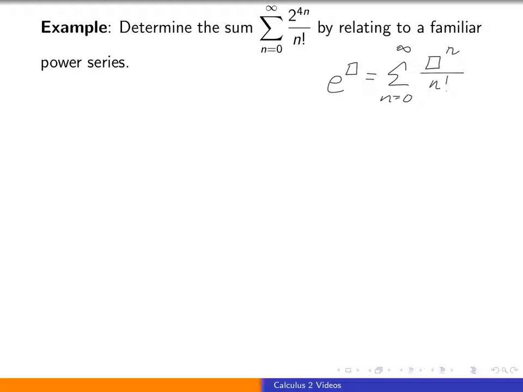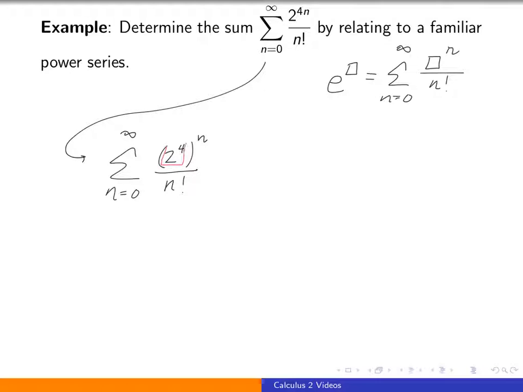So let's see if we can rewrite our power series in this form. So we have the sum from n equals 0 to infinity, and using properties of exponents, 2 raised to the power 4n can be simplified or rewritten as 2 to the 4th raised to the nth power. So the thing that we are plugging in for the blank would be 2 raised to the 4th power. So by comparison, this is e raised to the number 2 to the 4th, which is also more conveniently expressed as e to the 16th.